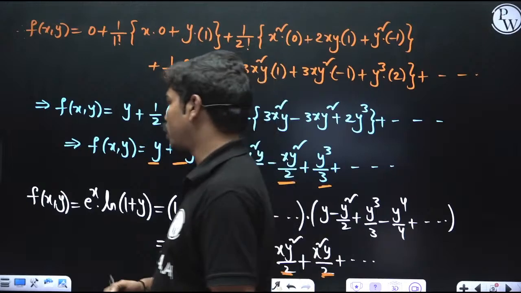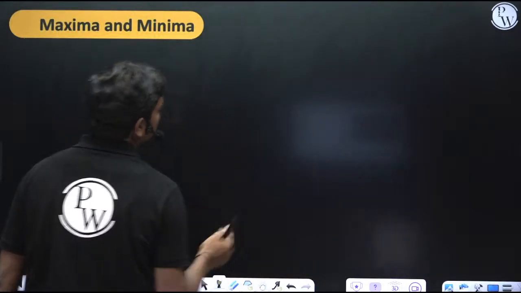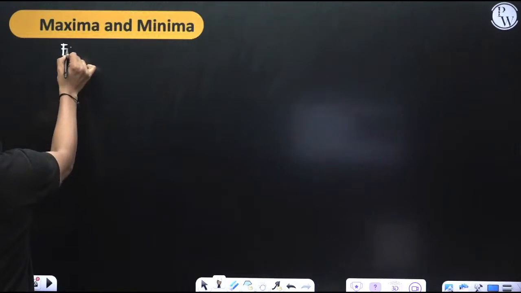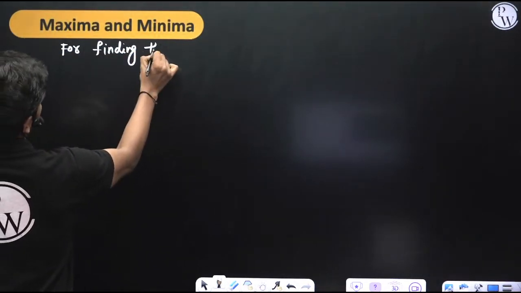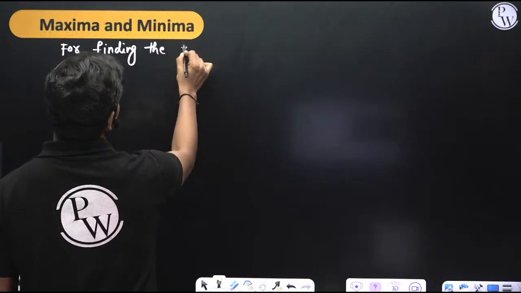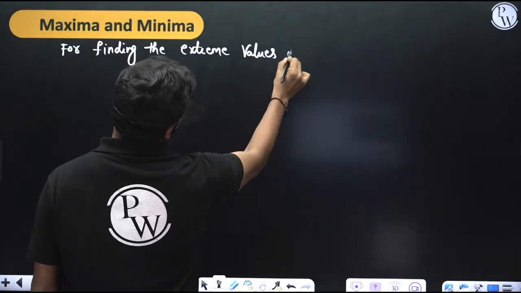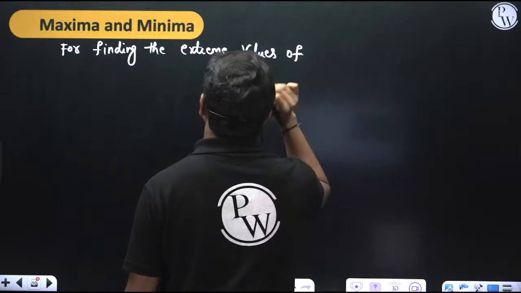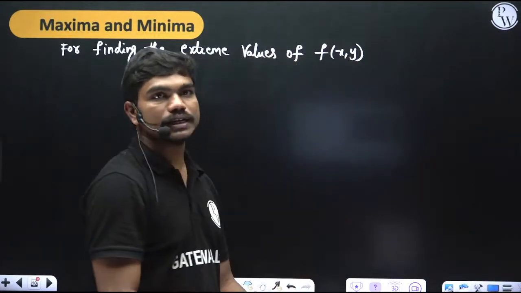So let's move on to the concept of maxima and minima. Because I thought of discussing one example so that you'll be comfortable in doing the things. Okay, then let's see the concept of maxima and minima. So for finding the extreme values of f of x comma y, here directly I would give the procedure.